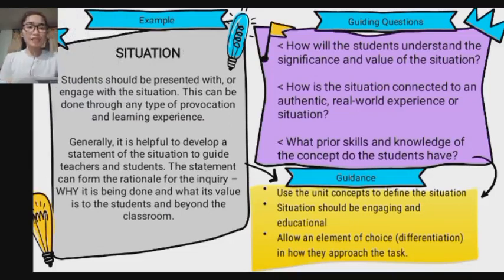Students should be presented with or engaged with the situation, and this can be done through any type of provocation and learning experience. Generally, it is helpful to develop a statement of the situation to guide teachers and students. The statement can form the rationale for the inquiry, which is why it is being done and what its value is to the students and beyond the classroom.